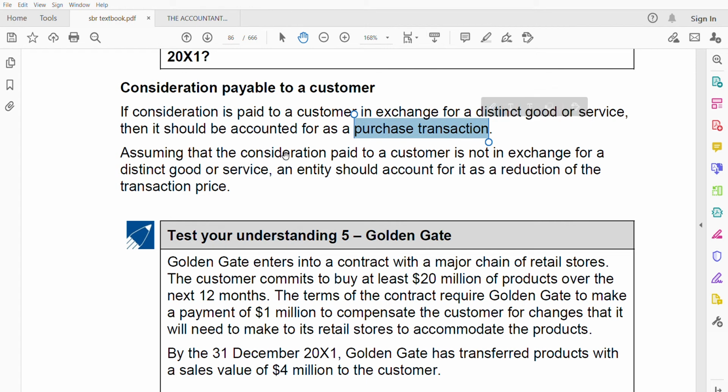Assuming that the consideration paid to a customer is not in exchange for a distinct good or service, an entity should account for it as a reduction of the transaction price. If it is not in exchange for distinct goods or services, then that consideration paid to the customer is reduced from the total transaction price. Otherwise it is accounted for as a purchase transaction only. It means that you have paid the customer, you have bought the goods and services from them. So, purchase transaction. Understanding?